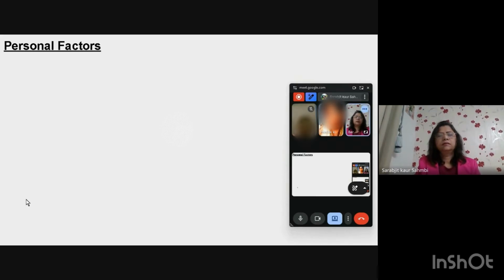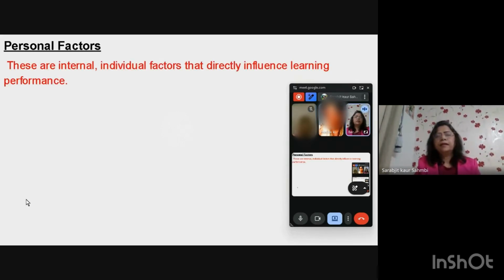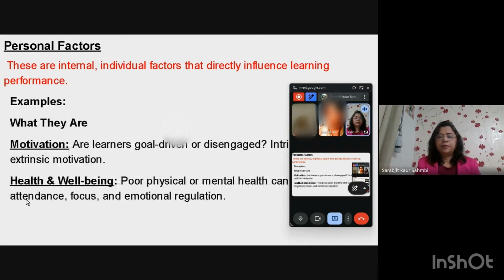So personal factors are the internal individual factors that directly influence learning performance. These come from inside you. This is the individual factor. Now let us see some examples. Personal factors can be, as Malika told me, motivation. Motivation is what makes you learn.